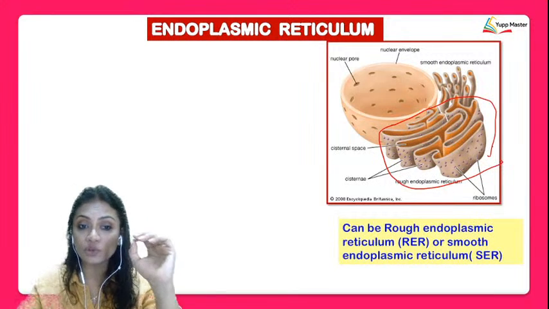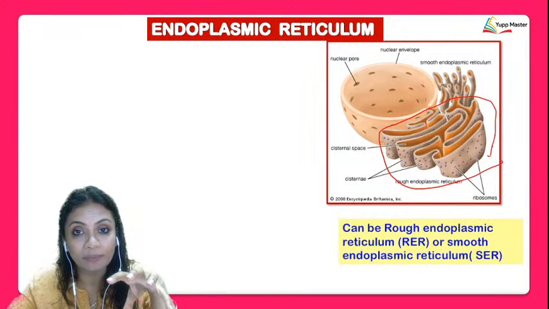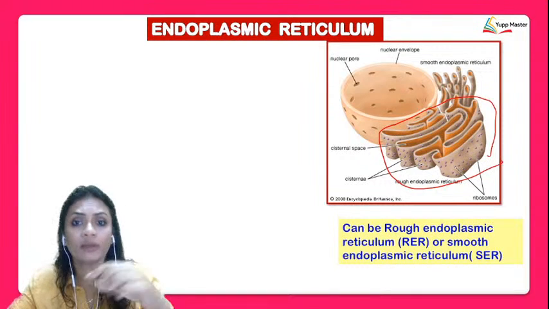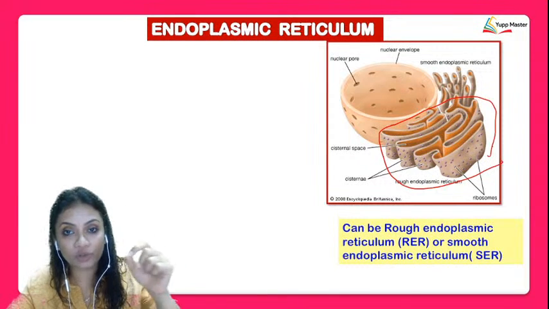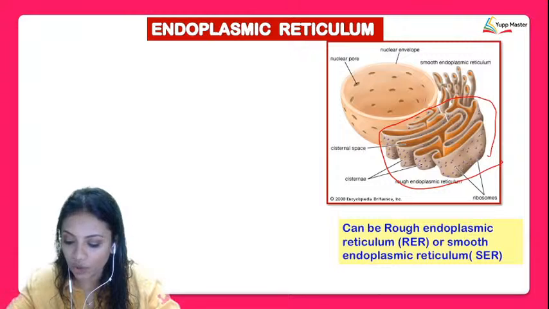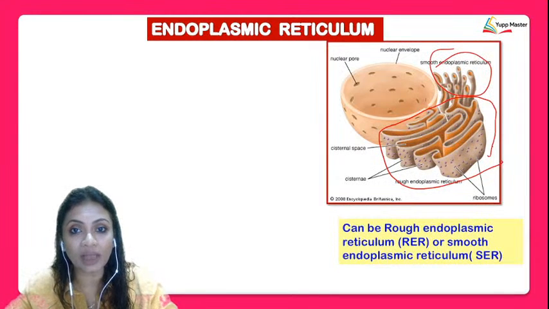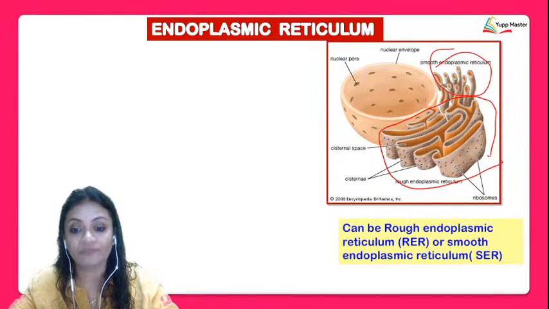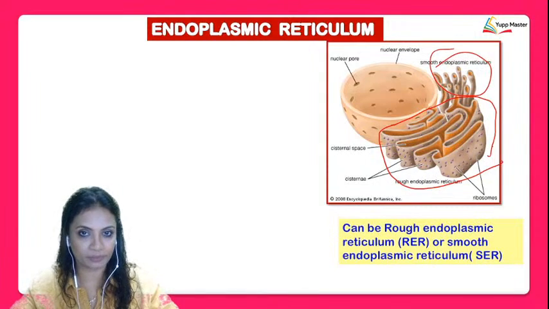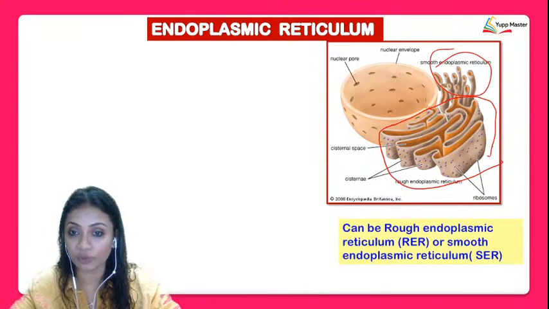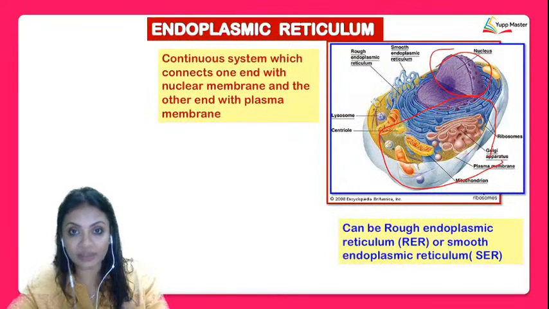Over here, if ribosomes are present, then we will label this as rough endoplasmic reticulum, because it would be bumpy due to the presence of ribosomes. But look here, this is the smooth endoplasmic reticulum where there are absolutely no ribosomes present. That's why we say it is smooth. Now, this is a continuous system.